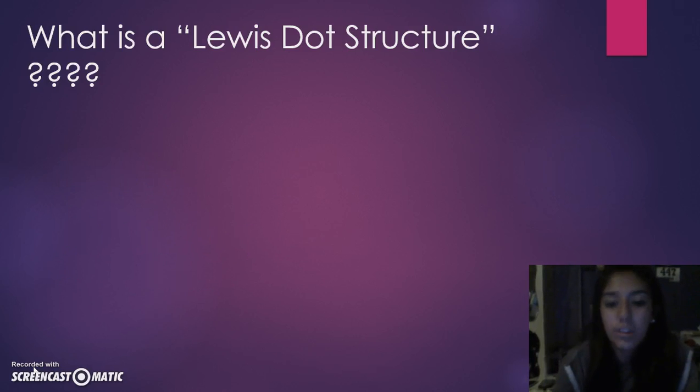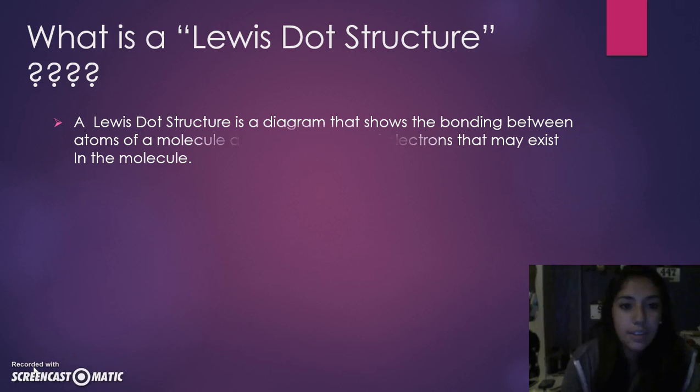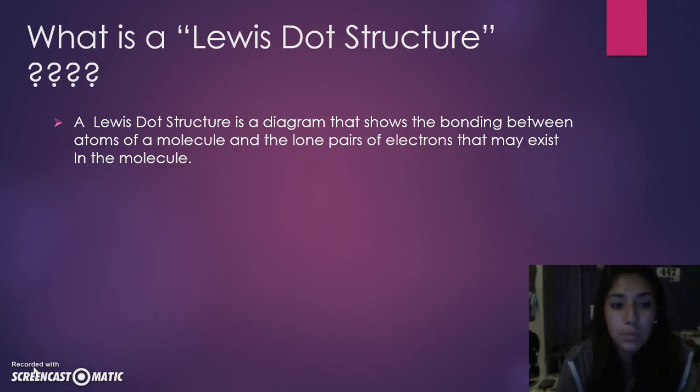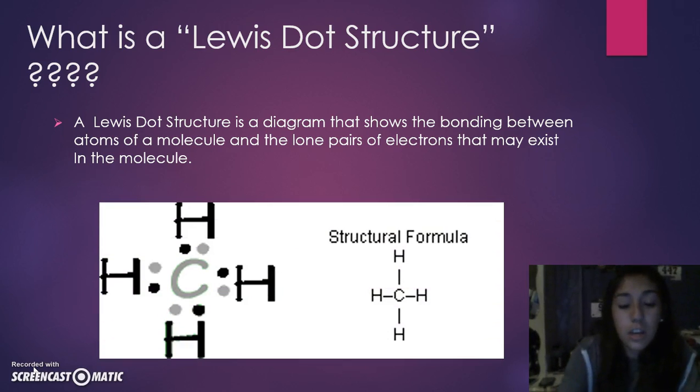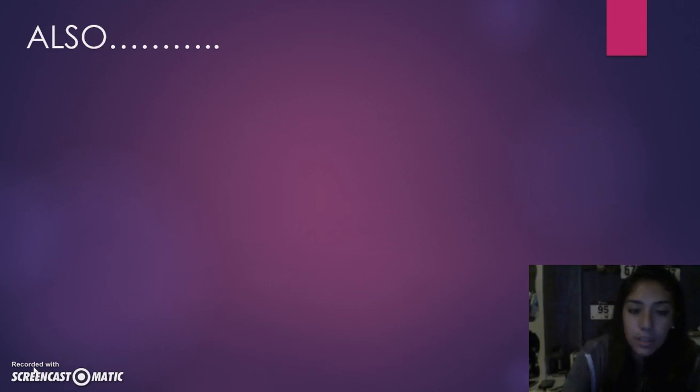What is a Lewis dot structure? It is a diagram that shows the bonding between atoms of a molecule and the lone pairs of electrons that may exist in the molecule. Here's a picture of a Lewis dot structure diagram.